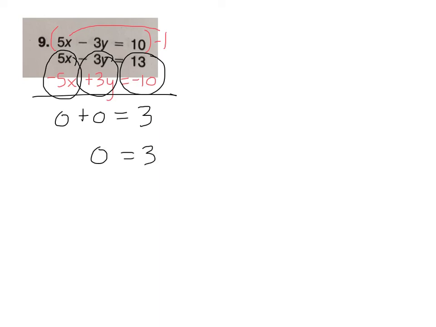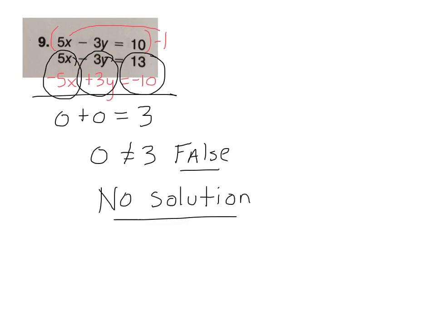All the variables disappeared, and what I'm left with is a false statement because 0 does not equal 3. So I can put a line through the equal sign, meaning they're not equal. So when all the variables disappear and you have a false statement, then the answer will be what? No solution. No solution. And so what we're saying is the two lines are parallel, they'll never intersect, right?